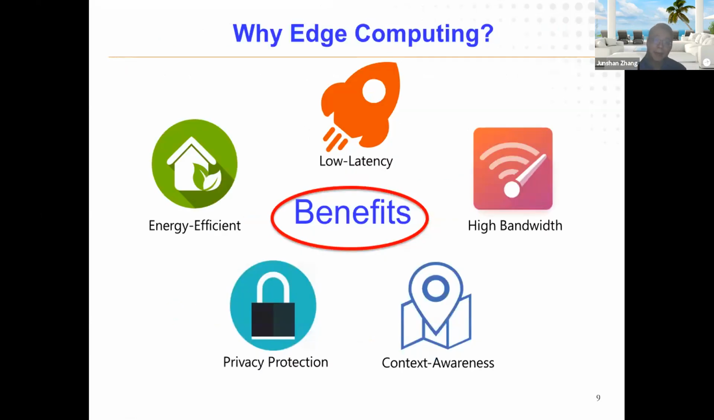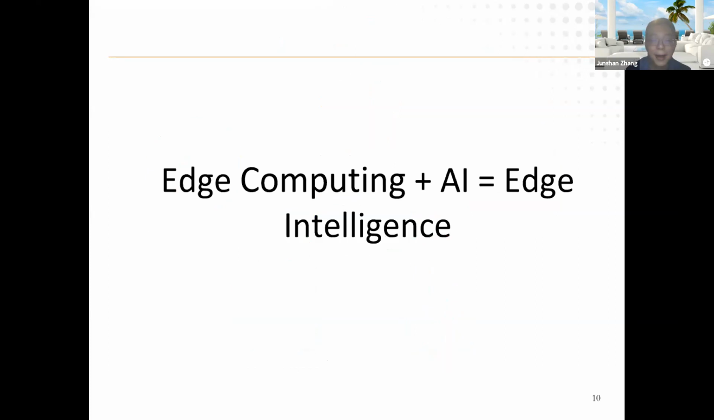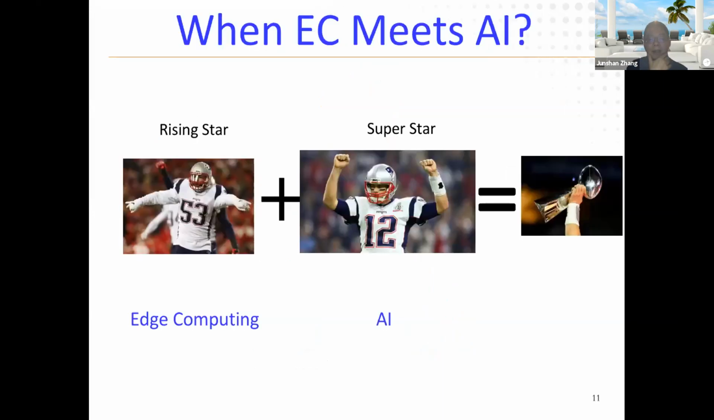All right, so just to recap, edge computing offers a number of benefits. We just talked about latency. It offers low latency, it can be more energy efficient, it offers higher bandwidth, and it gives us better privacy protection, and so on and so forth. So it is our belief that the marriage of edge compute and AI is the right and promising approach for us to attain edge intelligence. If we view AI as the superstar, like Tom Brady in this picture with the New England Patriots, and edge computing as the rising star, the elegant marriage between the two, the teamwork, will give us edge intelligence.